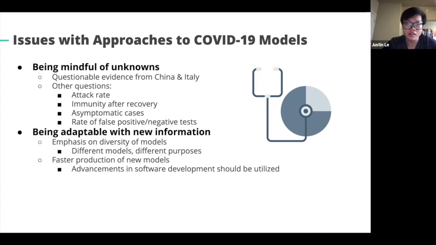And because of these unknowns, we made a lot of assumptions similar to what Meredith mentioned earlier. And with that being said, we should have been more adaptable and agile with our models and our model production. So instead of just relying on one model and following that model specifically, we need to be faster about producing newer models and also including a more diverse variety of models in order to best inform our decisions.